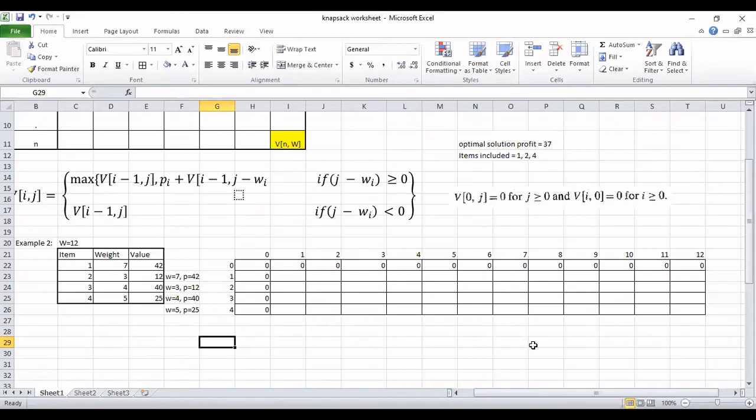Rakshana is asking, are we finding the items included directly from the question given, or is it otherwise? We will discuss that technique a little later. As of now, let them be comfortable with filling the table.